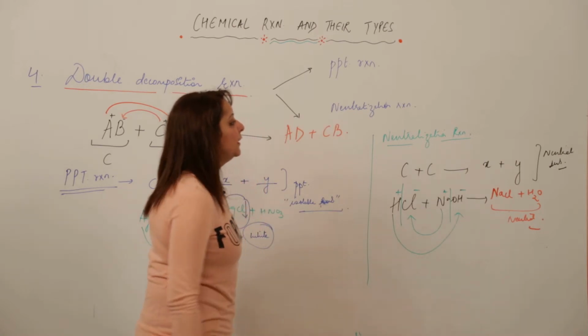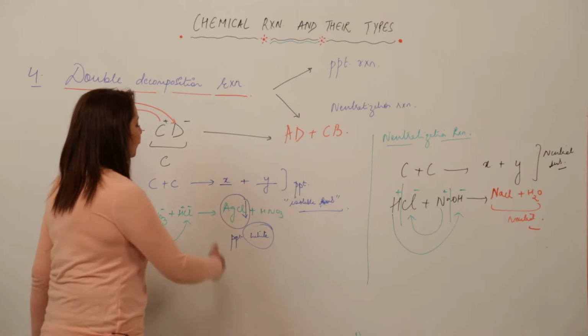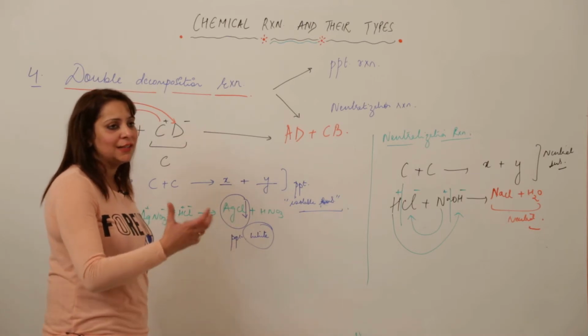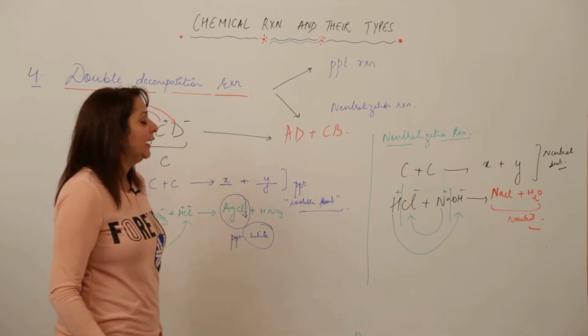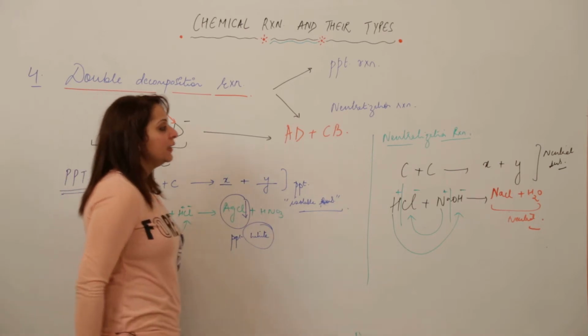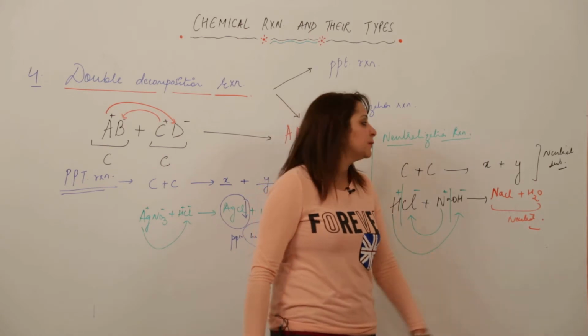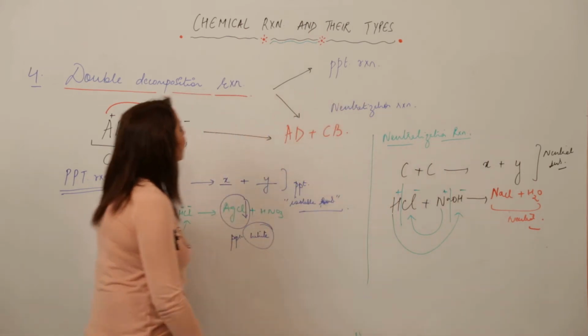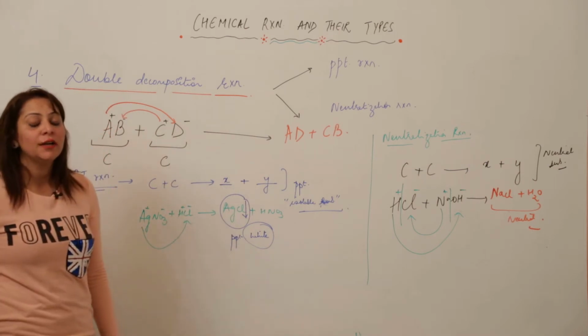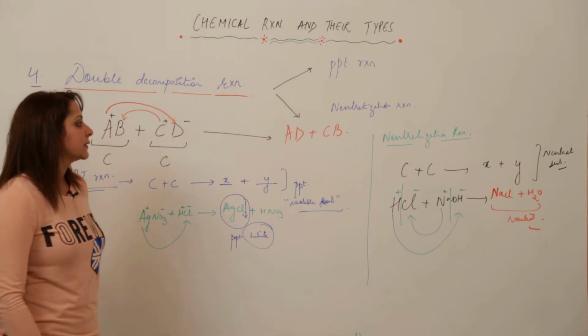So whenever a double decomposition reaction leads to the formation of a precipitate, any colored precipitate, white, yellow, or any insoluble substance that stays behind, it is called precipitation, and if it leads to the formation of a neutral substance, it is said to be a neutralization reaction. So that explains what the double decomposition or double displacement reaction actually is.